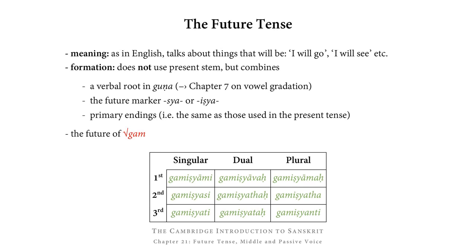What we have here is the future of gam, meaning to go, where the first singular is gamishyami, consisting of gam, the root in guna, ishya, the future suffix, and then our ending, which for the first singular altogether gives us gamishyami. Then we continue to gamishyasi, gamishyati, then in the dual gamishyavah, gamishyathah, gamishyatah, and in the plural gamishyamah, gamishyatha, gamishyanti.